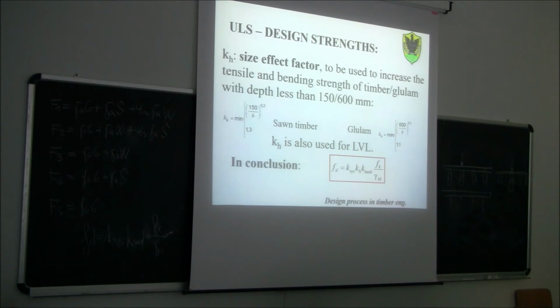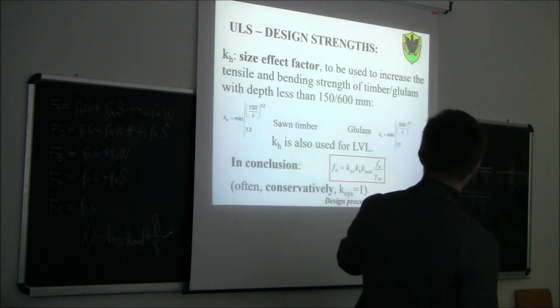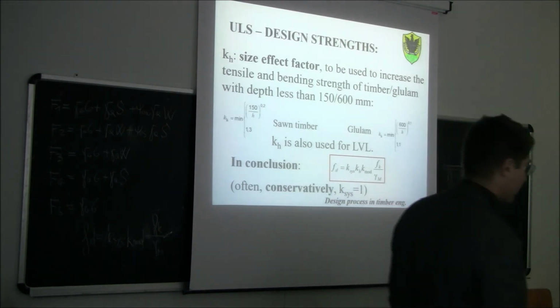So in conclusion, here we have summarized the formula with all the coefficients to work out the design strength of timber. The design strength of timber is the product of the system factor times the size effect factor times the modification factor times the characteristic strength, divided by the partial safety factor. So this is the formula that we are going to use in our design to calculate the design strength. Very often, this is assumed equal to 1.7.